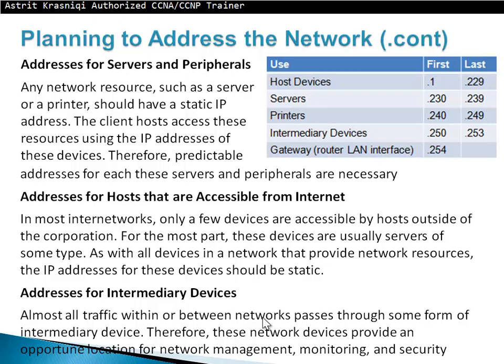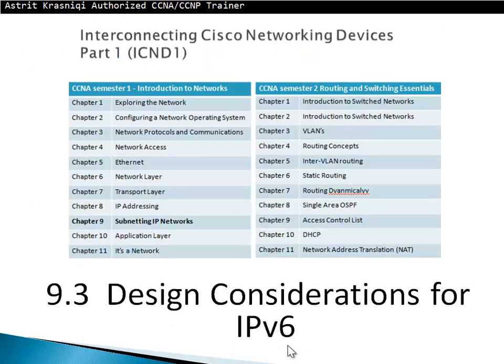Addresses for intermediary devices. Almost all traffic within or between networks passes through some form of intermediary device. Therefore, these network devices provide an opportune location for network management, monitoring, and security. Okay, that was very nice and short.